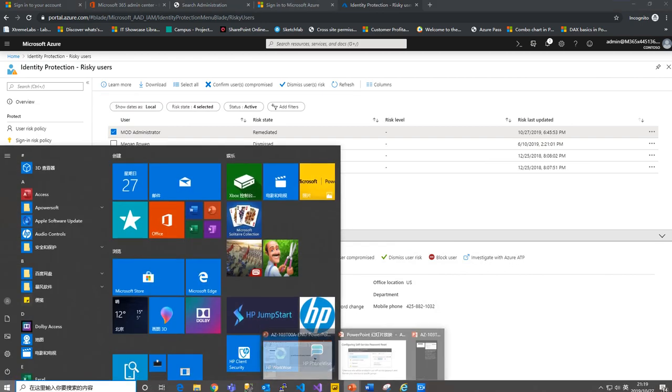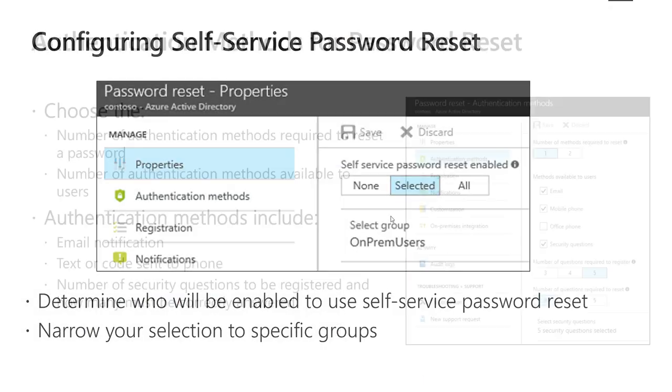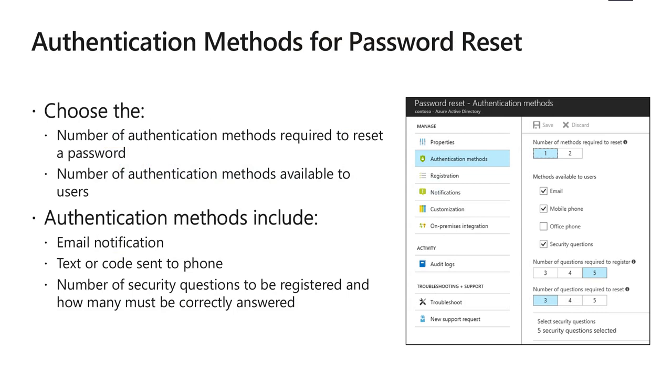Okay, and let's switch back to the PowerPoint. Okay, let me minimize this. So after enabling the password reset for users and groups, you pick the number of authentication methods required to reset a password and the number of authentication methods available to a user. At least one authentication method is required to reset a password, but it's also a good idea to have additional methods available, but the maximum is two. All right, okay. So you can choose from email notification, text code, phone call, and security questions.